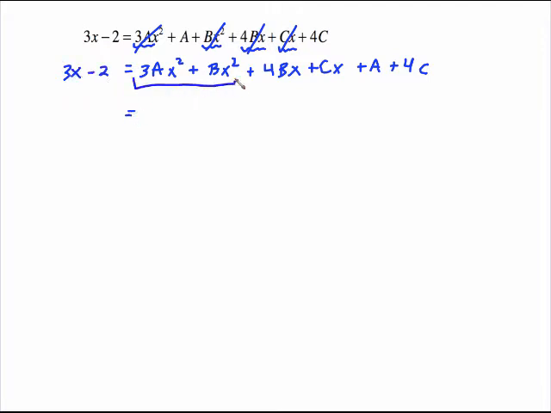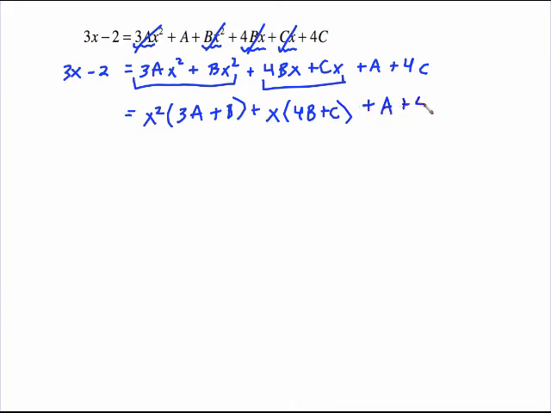Now within here, I need to factor out the x squared. So factor out x squared, I will have 3A plus B. Here, factor out the x, and I will have 4B plus C, and then there's nothing to factor out here because A plus 4C is just my constant. Now, the process called equating of the coefficients is this. This is some coefficient times x squared. We do not have an x squared term over here, which means 0 equals 3A plus B. That is equating the coefficients.